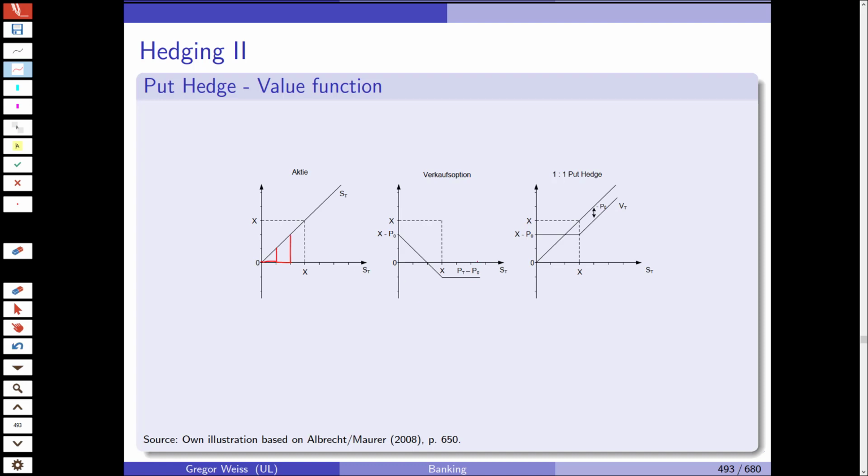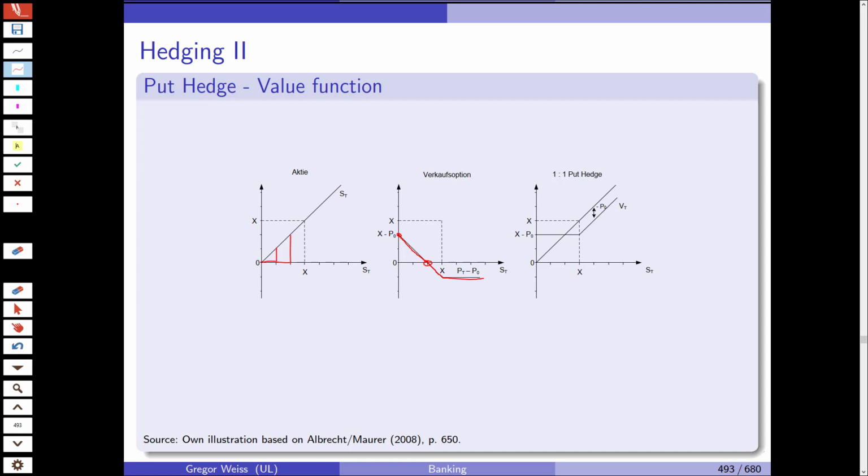This is trivial. The put option, the Verkaufsoption in German, has a payout profile where you get X minus P0. If the stock is worthless, you can sell it for X. You still have to buy the put option, but you will make the largest profit here. And at this point here, you will simply let the option expire. And then if you let the option expire, you will slowly turn a loss, because you have to pay the price for the option P0 in the first place.